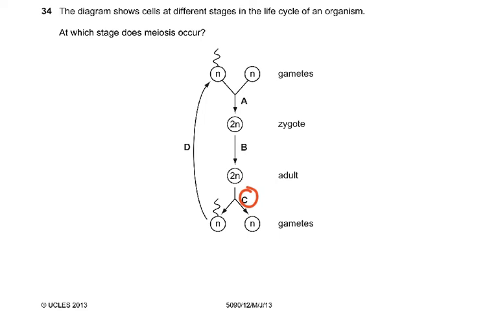Meiosis would occur only when 2n to n happens. So 2n to n was only in the C part, where the gametes were being formed. You see, B was 2n to 2n. A was n and n combining to form 2n, and D was what? The cell and then another n. So the gametes and then another gamete were shown, so it wasn't anything different. What is meiosis? It's always reduction division.